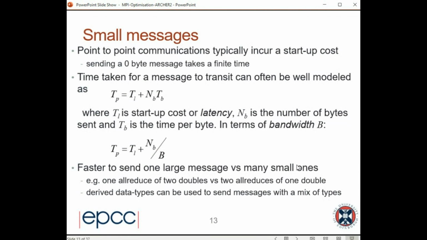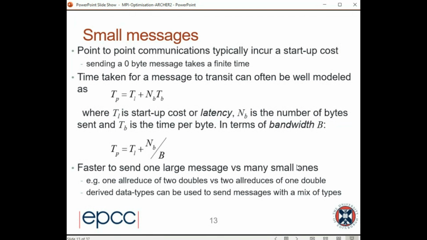So for example, if you have 2 doubles to add up, you should do 1 reduce of 2 doubles versus 2 reduces of 1 double. You might say, well, I have a mixed data type, which has floats and integers. I can't send them with a single message because they're different data types. And remember, a single MPI send only takes a single data type. Well, the trick there is to use derived data types. There are derived data types for structures and such like, which can be used to send messages with a mix of types.